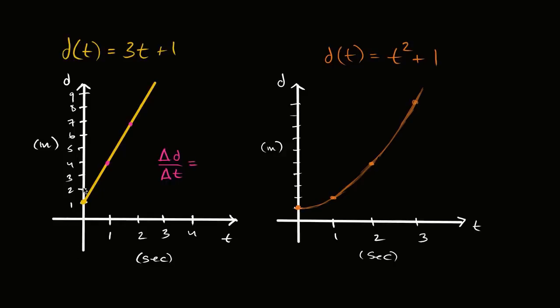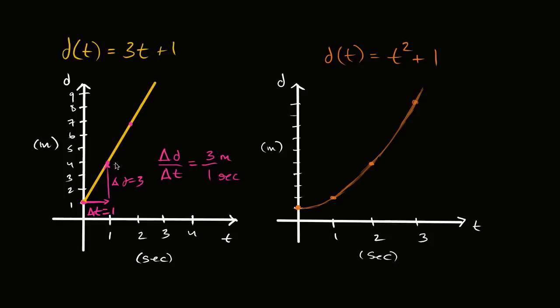Well, let's just take 2 points. Let's just say the change in distance over change in time when time goes from time equals 0 to time equals 1. So over here, our change in time is 1. And what's our change in distance? Well, when our time increased by 1, our distance increases by 3. It goes from 1 meter to 4 meters. So our change in distance is 3. So it's going to be equal to 3 over 1, or just 3. And if we wanted the units, it would be 3 meters every 1 second.